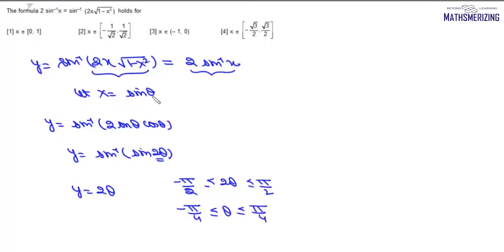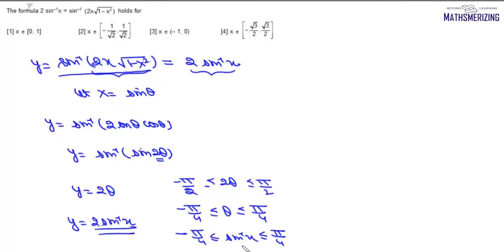Now we'll put the value of theta. Theta is sine inverse of x. So we'll get this as y equals 2 sine inverse of x, and it'll be true when sine inverse of x will lie between minus pi by 4 and plus pi by 4. So this is our result. Sine inverse 2x into under root 1 minus x square is equal to 2 sine inverse x, and we'll need to find conditions on x.